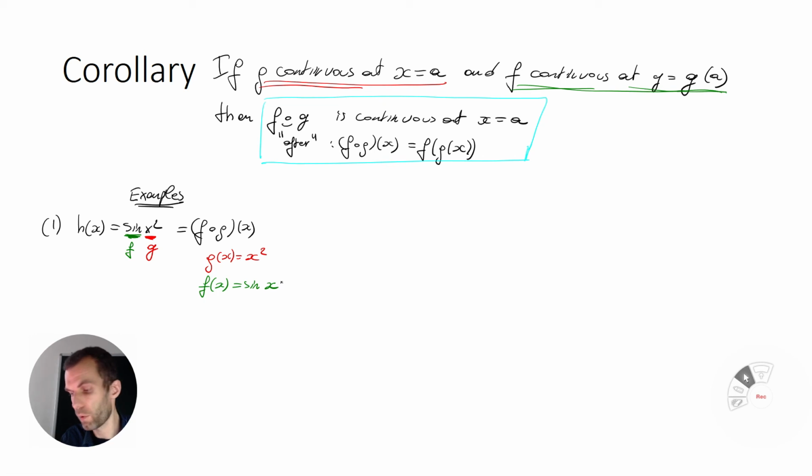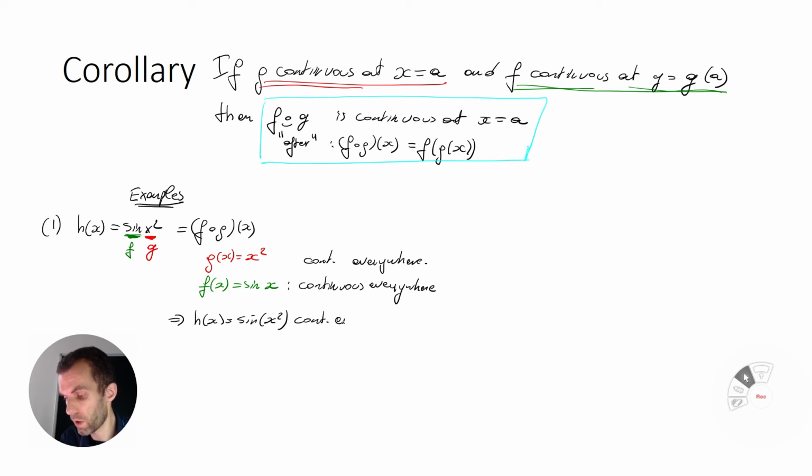Now we can use what we know about these two functions. We know that sine of x is continuous everywhere, and likewise g of x, being a polynomial, is continuous everywhere. From that it follows that h of x, sine of x squared, is also continuous everywhere.